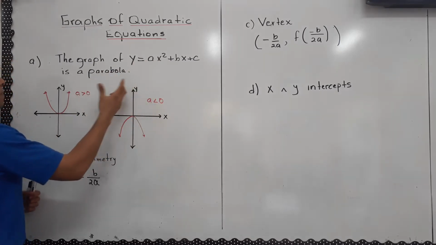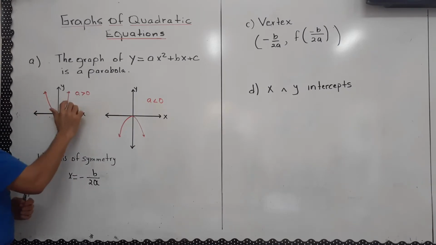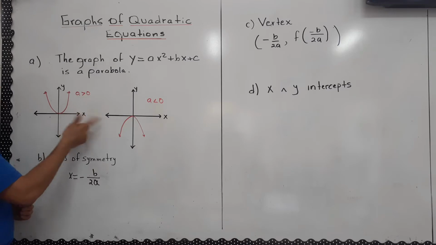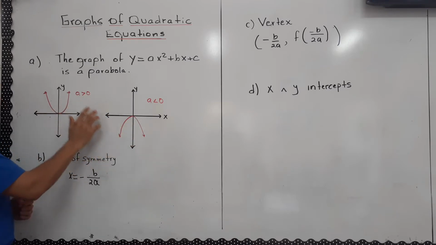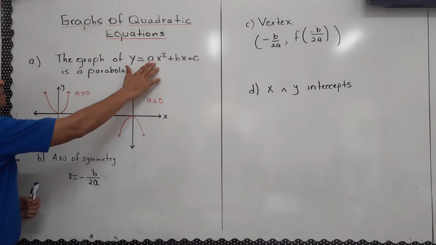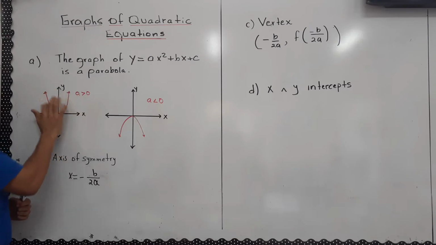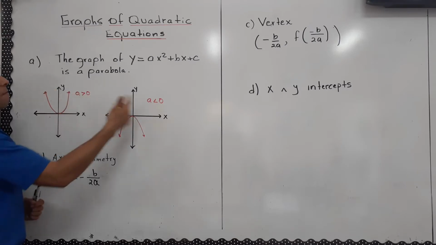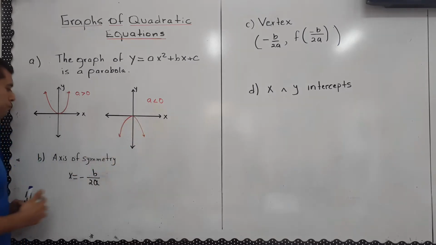What is a parabola? A parabola is a graph that has a U shape like this. And that parabola can open up or down. That is going to depend on the sign that you have replacing the letter a. For example, if a is positive, the parabola is going to open up. If a is negative, the parabola is going to open down.